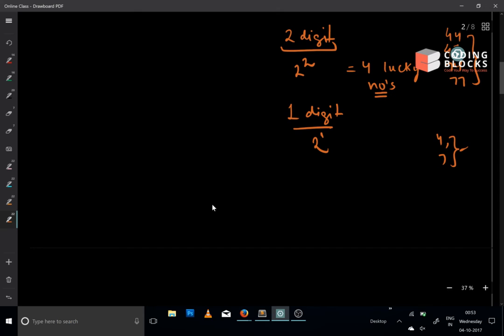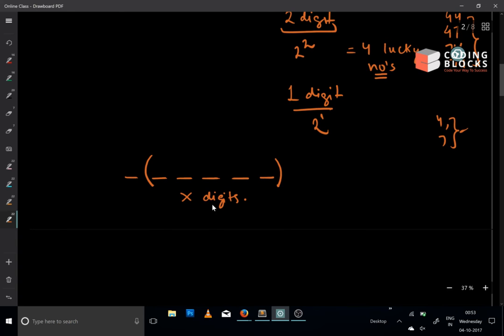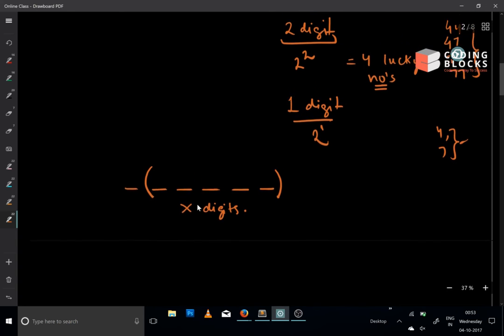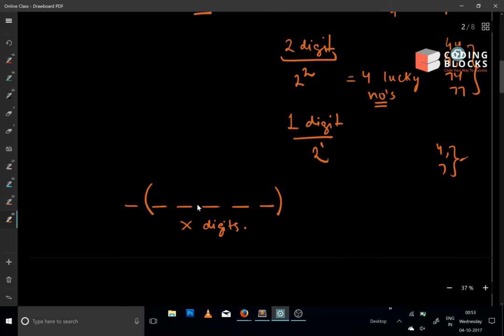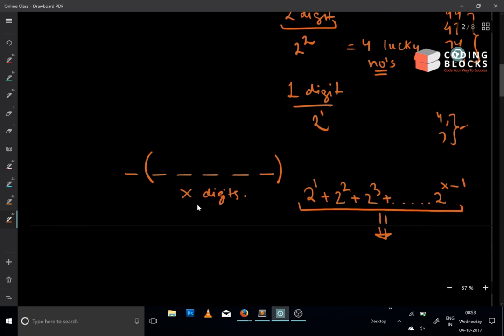So similarly for a number which is having some digits, let's say this number is having x digits. If I talk about this part, how many numbers will I have? I will have 2 raised to the power 1 plus 2 raised to the power 2 plus 2 raised to the power 3 up to 2 raised to the power x minus 1. So these many lucky numbers are there which contain fewer digits than the current number. So this is the first part of my answer.